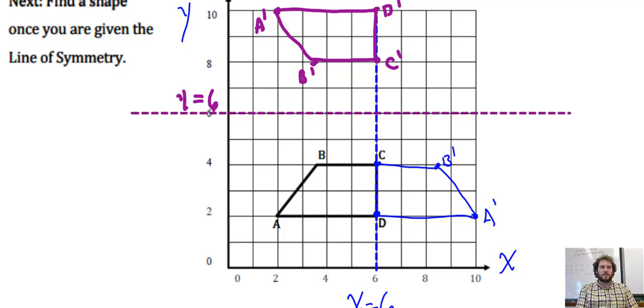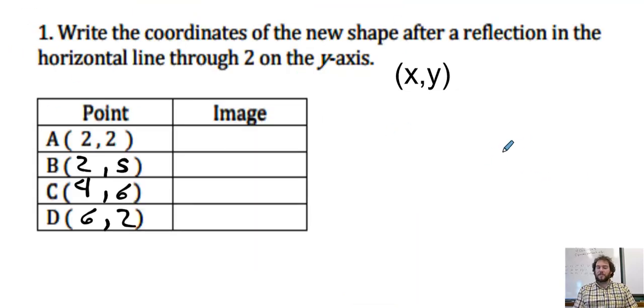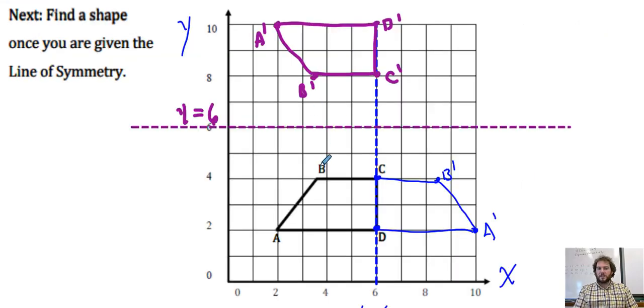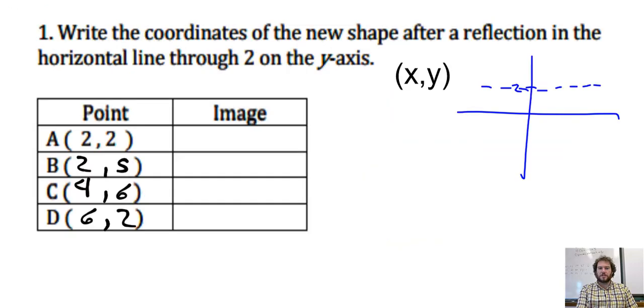So let's try one more example. For example, if I didn't give you the graph, if I didn't say here is my graph, instead I said here are the points that make up that image, and I want to reflect those points. So write the coordinates of the new shape after reflection in the horizontal line through the y-axis at 2. So what that means is if I had my xy grid here at y equals 2, that's where my horizontal line is. And again, what we're going to do is figure out what is the distance from that line to these points in order to find their reflection.